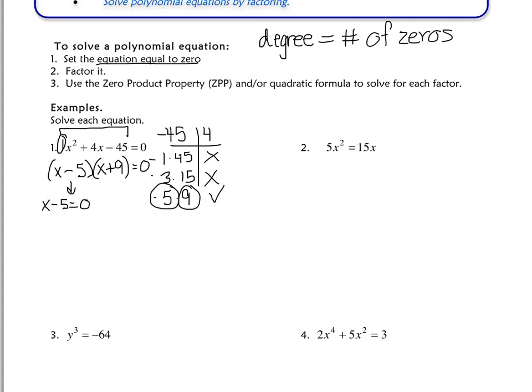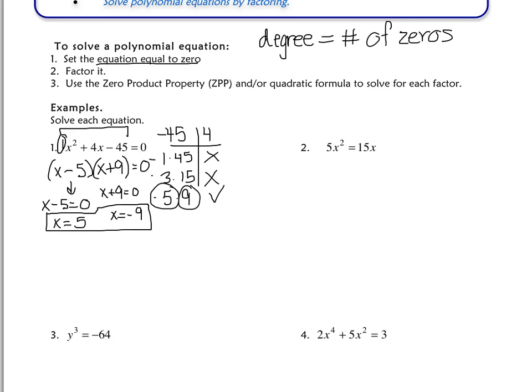for x. So here we would get x equals 5, and then x plus 9, if that equals 0, subtract 9 from both sides, you get x equals negative 9. And you could plug those in to check and make sure that they are correct. But again, we started with a degree 2 polynomial. That means we have to have 2 zeros, and we do.